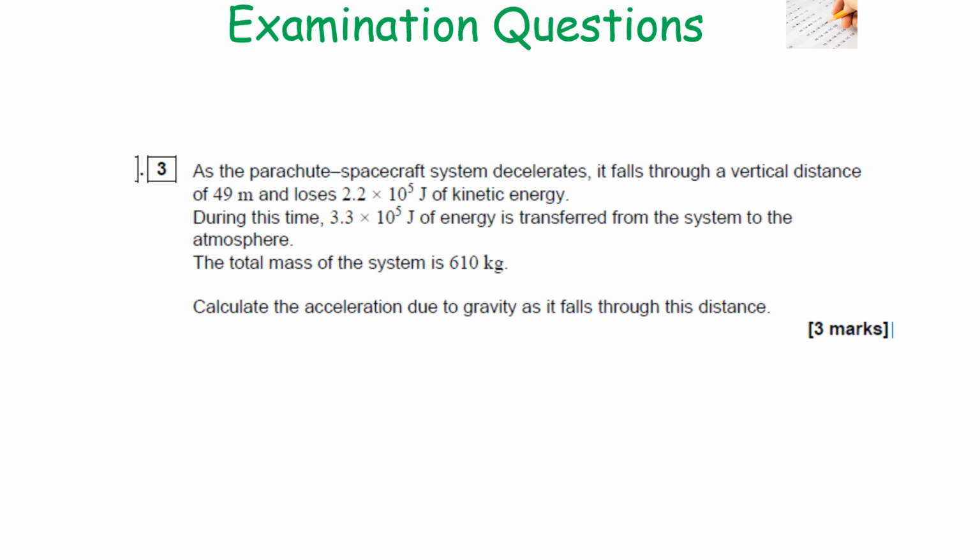Right, so how do we answer this question? The first thing you've got to be aware of is working out what the work done in our system is. So we start off with 3.3 times 10 to the 5 joules, and we lose 2.2 times 10 to the 5. So we've had a difference of 1.1 times 10 to the 5. This is going to be the work done due to the movement, so that's going to be the potential energy.